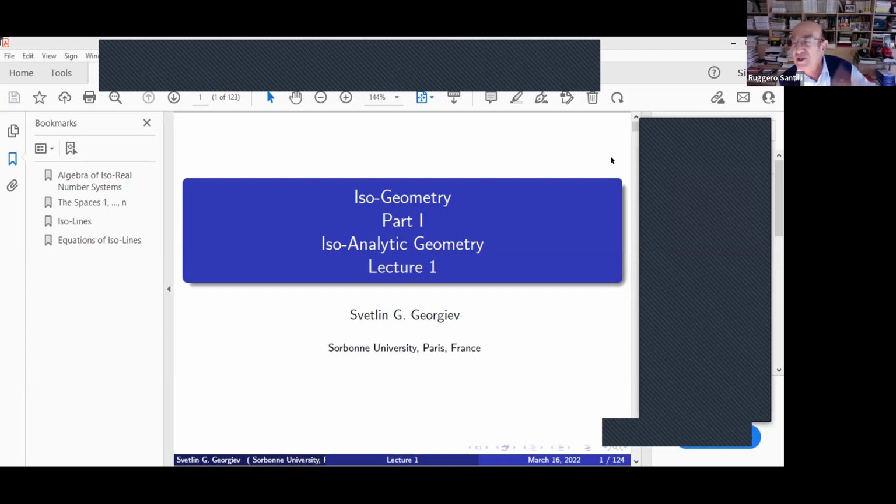An isonumber is a number divided by the isotopic element, exactly what I introduced in my first lecture, a number multiplied by the iso unit, which is the inverse. So there's the precise mathematical definition. At the mathematical level, period, that's the definition, that's a ring, that verifies the axioms and so on.